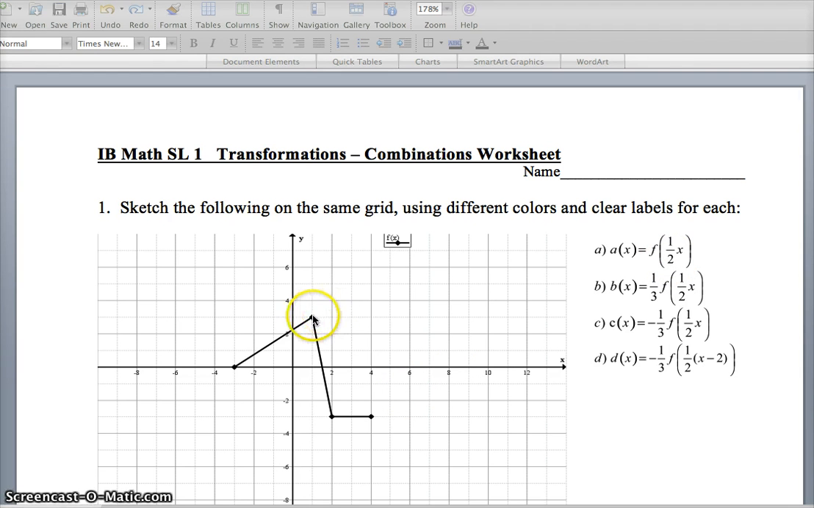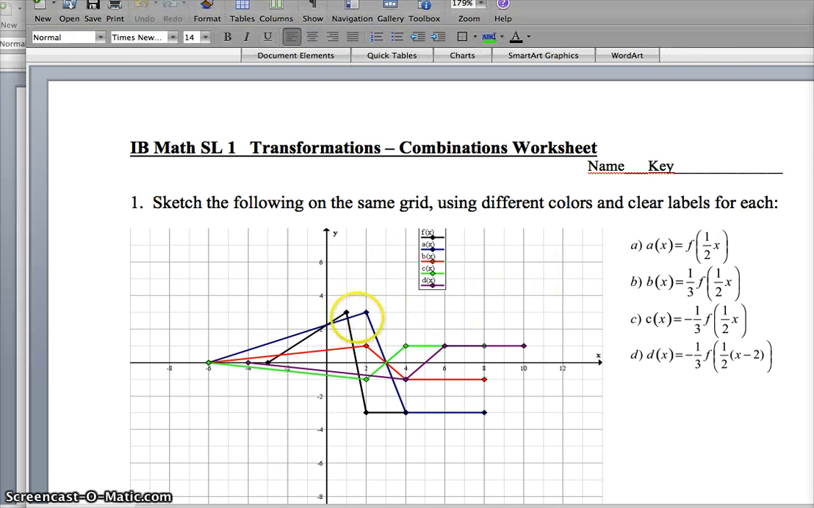So the point (1, 3) in your original function should map to (2, 3). Its x coordinate should double. The point (4, -3) should become (8, -3). Its x coordinate should double. And if we look at the answer sheet, that's exactly what happened. The point (1, 3) became (2, 3). The point (4, -3) became (8, -3).